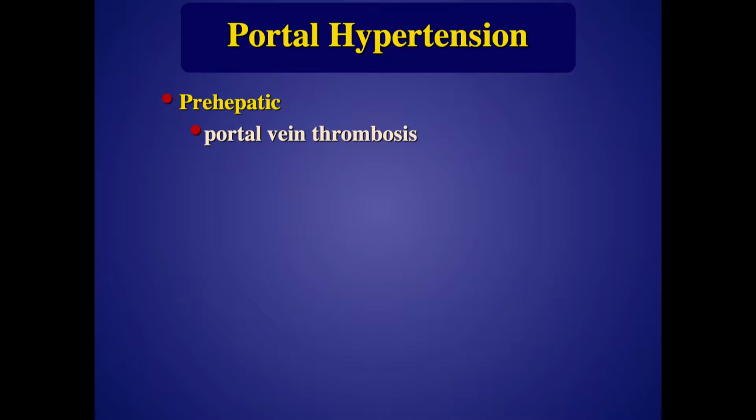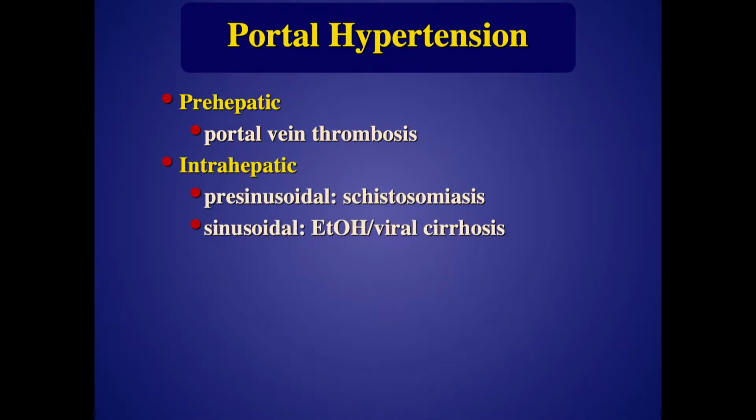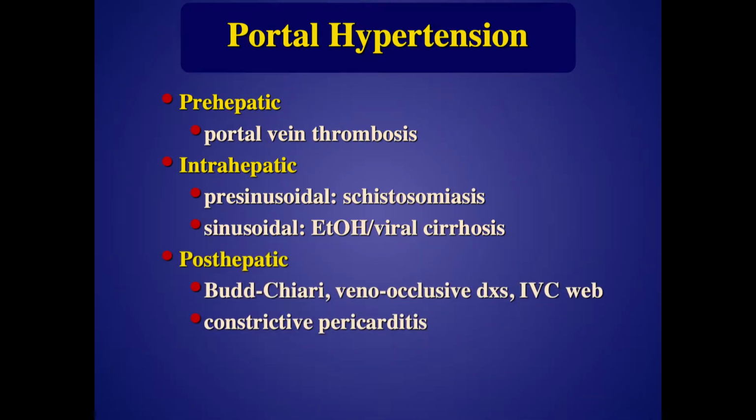Okay, in terms of portal hypertension, we know the level of obstruction can be at different levels. It could be before the liver, such as when there's thrombosis of the portal vein. Intrahepatic portal hypertension is obviously related to problems within the parenchyma itself. It could be pre-sinusoidal, related to schistosomiasis, or sinusoidal, what we see with cirrhosis. Or we can have posthepatic portal hypertension related to obstruction. Blood flow can't get out, which is what you see with Budd-Chiari, some other veno-occlusive diseases, an IVC web, or possibly constrictive pericarditis. Less commonly, you can have portal hypertension related to a hyperdynamic state, which could be seen with a fistula.